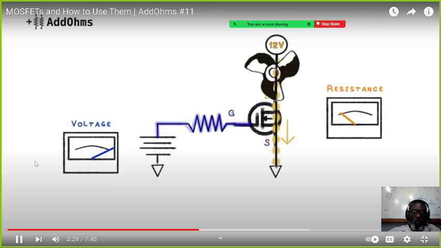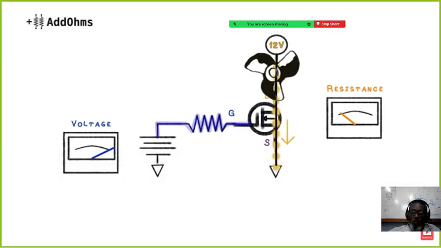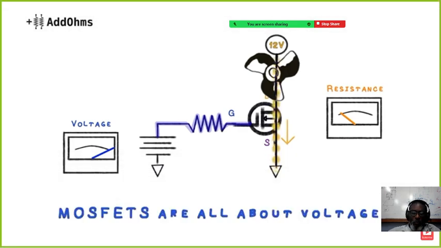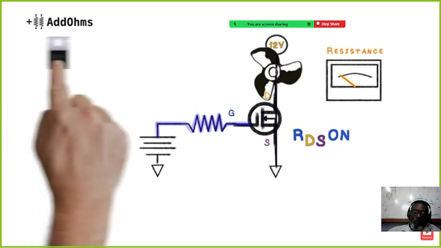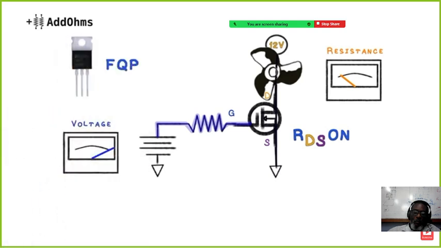The output current isn't a multiplier of the input, because MOSFETs are all about voltage. Since the resistance is between the drain and source, it is known as RDS on, and can always be found in the MOSFET's datasheet. For example, this is a FQP30N06L.